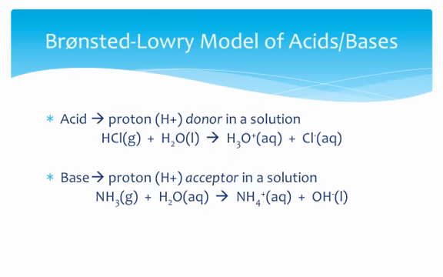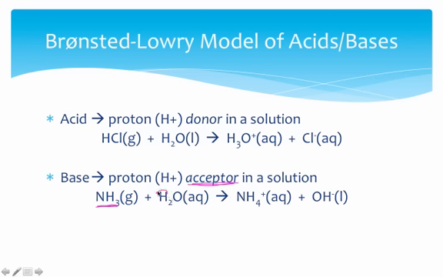Where the models start to differ significantly is when we start talking about Bronsted and Lowry's description of what a base was. According to Bronsted and Lowry, a base is something known as a proton acceptor. It accepts protons when in solution. For example, we can talk about this particular chemical here. This is NH3, ammonia. Now, according to Arrhenius, this would not be a base. It has no OHs in it.